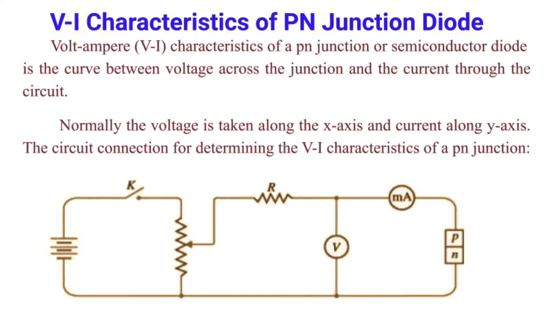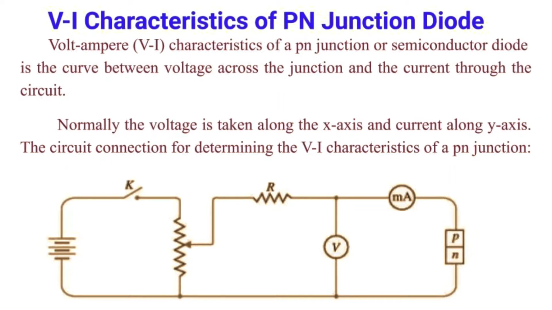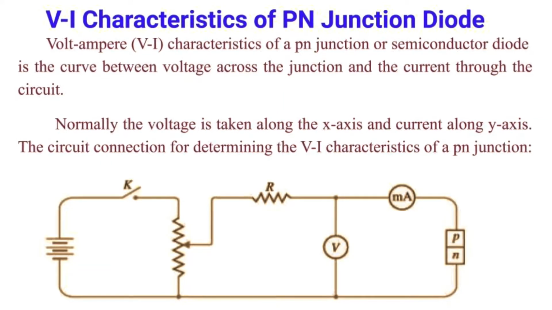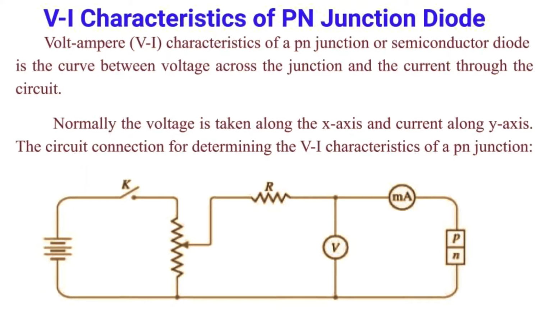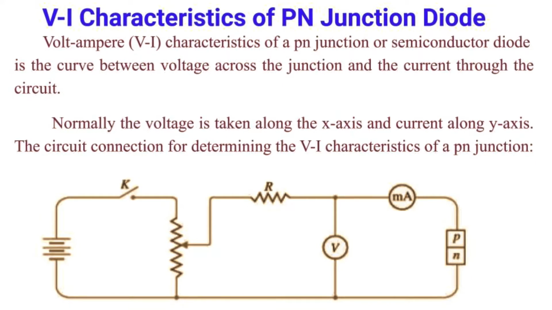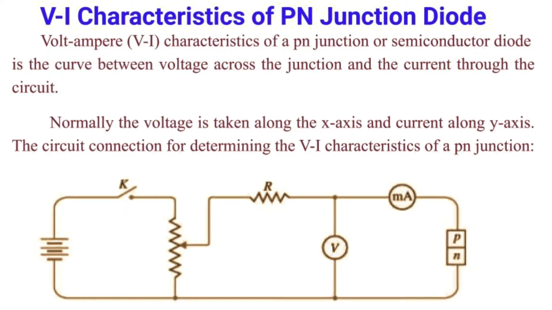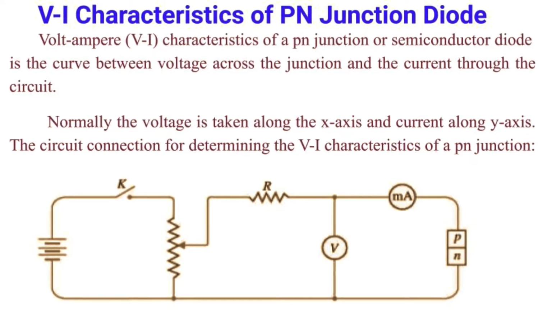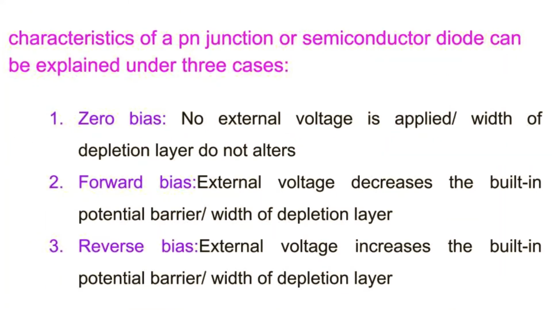IV or VI or volt ampere characteristics of a PN junction or semiconductor diode is the curve between voltage across the junction and current through the circuit. Normally the voltage is taken along x-axis and current along y-axis. The circuit connection for determining VI characteristics of a PN junction is shown in the diagram. So the circuit connection is made as shown in the diagram.